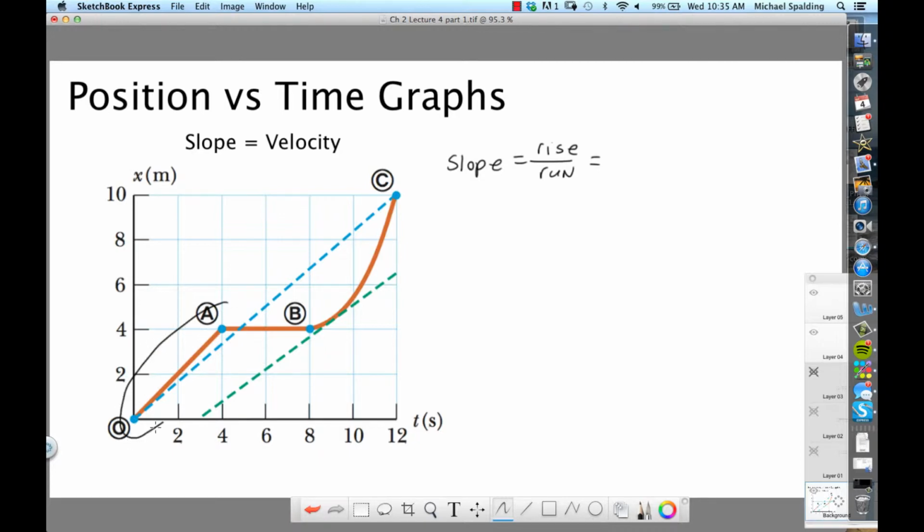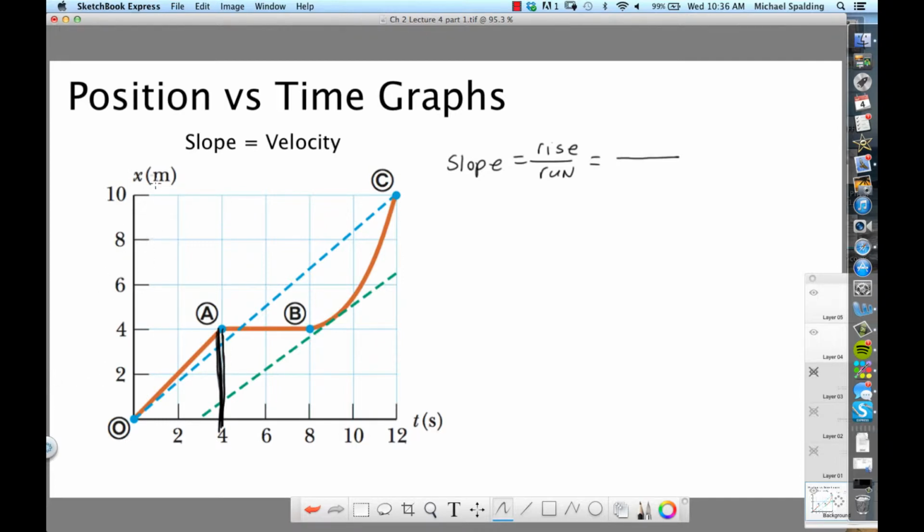So this segment right here. We're going to use this as our explanation of why slope is velocity. All right, what is the rise from O up to A? So this black line here is the rise. And I know it's 4, that's not what I'm looking for. But what is it? What is this rise right here?